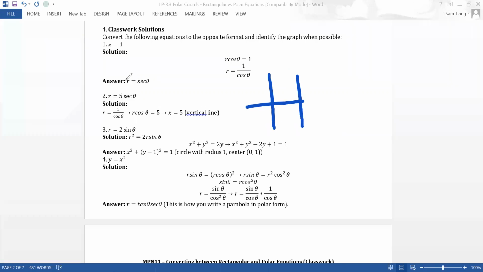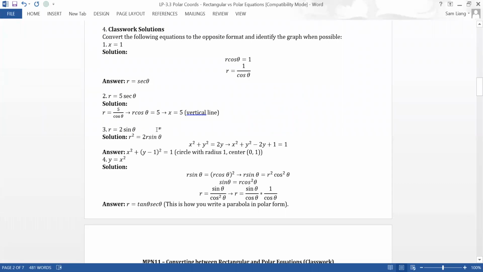But you should even infer that from this first answer, right? R equals secant theta is x equals 1. 5 secant theta, that's x equals 5. Or sorry, r equals 5 secant theta is x equals 5. Okay. All right. From there, we have question 3.